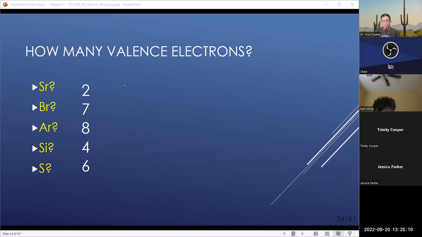Strontium is in group 2A. Bromine is in group 7A. Argon is in group 8A. Silicon is in group 4A, Roman numeral 4. And sulfur is in group 6A. That gives me that information as far as how many valence electrons they have. Knowing that helps me determine what their charge will be when they get converted to ions.